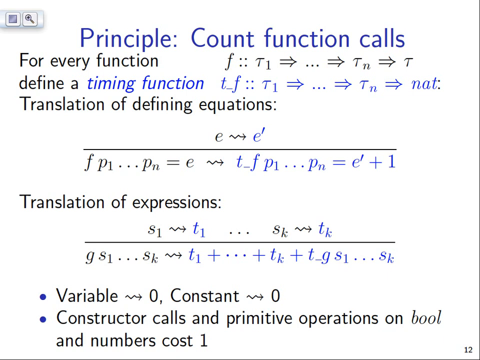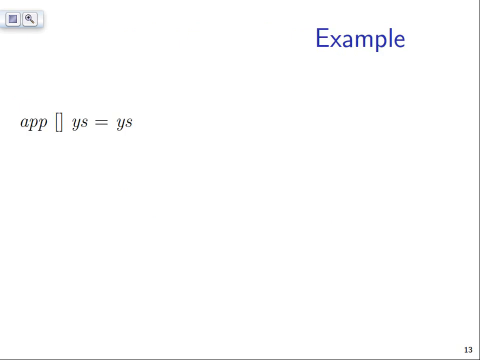Since I don't see any confused faces, I'll just continue. So here is an example. If this is our defining equation, the append function of the empty list and ys is ys, that's translated into time for append of these two arguments is 0 plus 1. Where does the 0 come from?